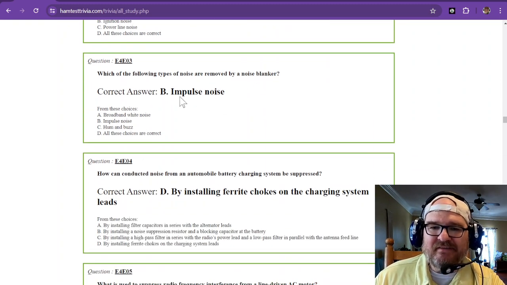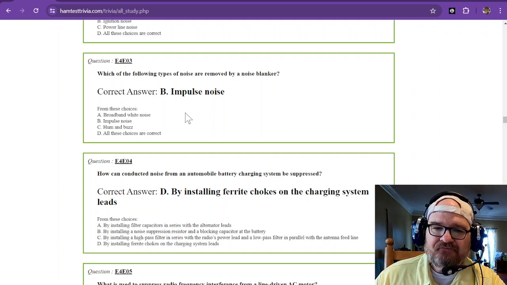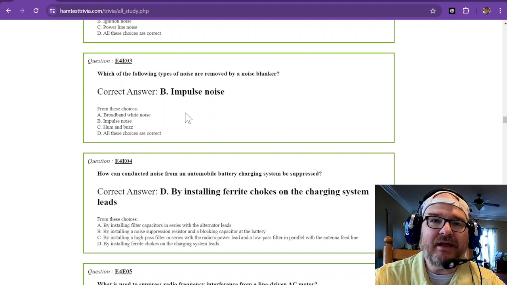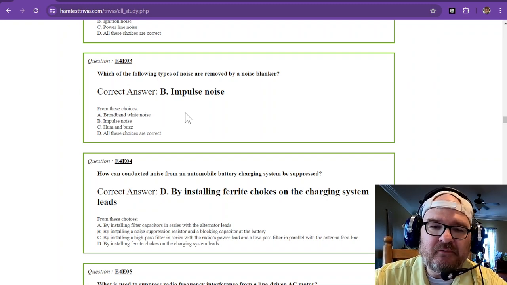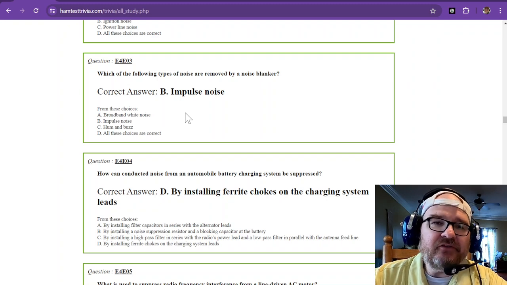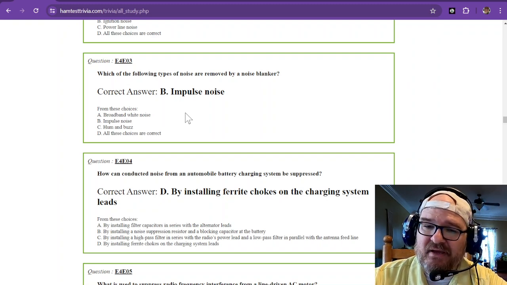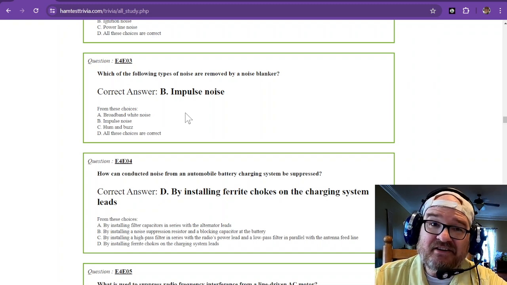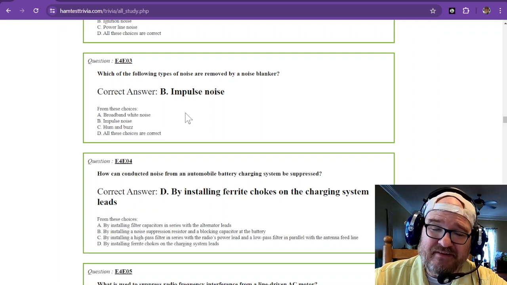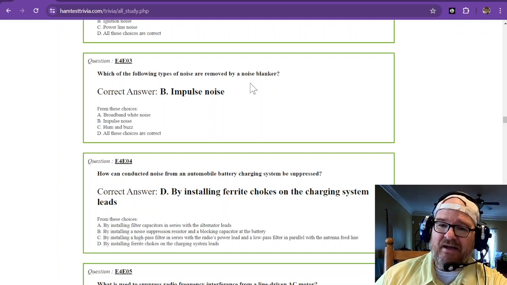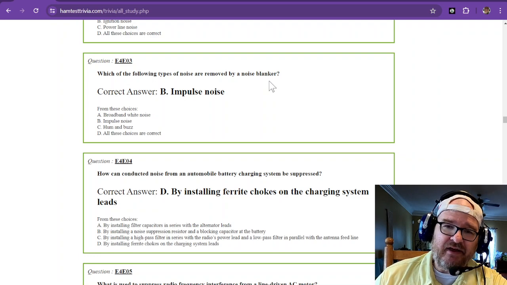Which of the following types of noise are removed by a noise blanker? A noise blanker only removes impulse noise. And I use a noise blanker in my Jeep because my ignition system is super noisy. So I have to use the noise blanker at all times.